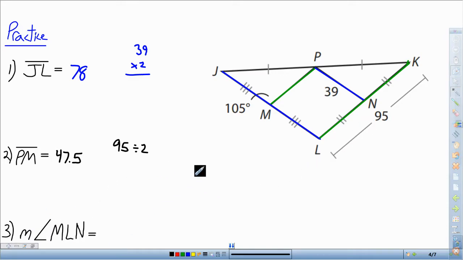The measure of angle MLN. Let's highlight it. MLN. So there's M going around L to N. This is the angle we're looking for right here.